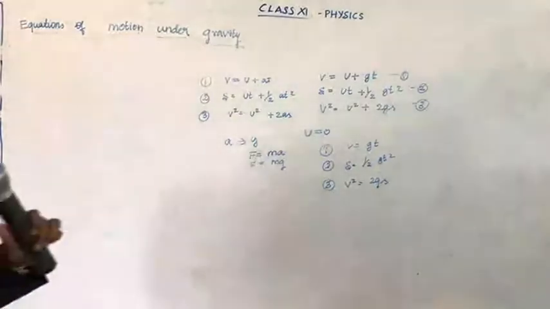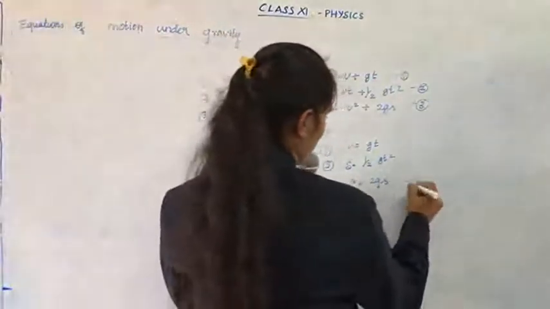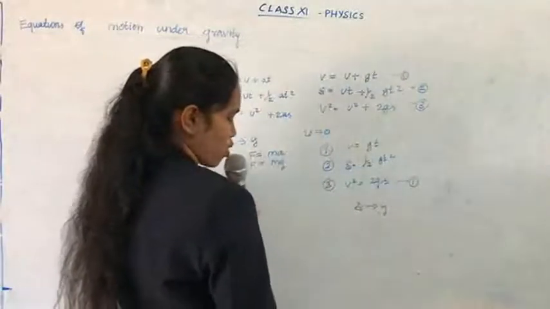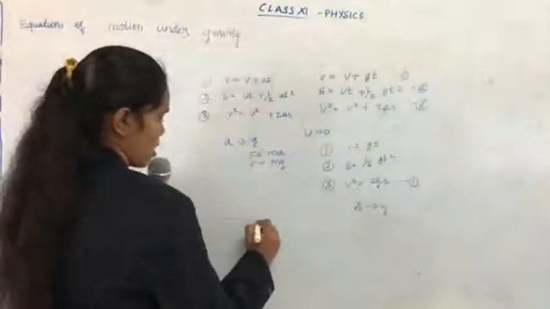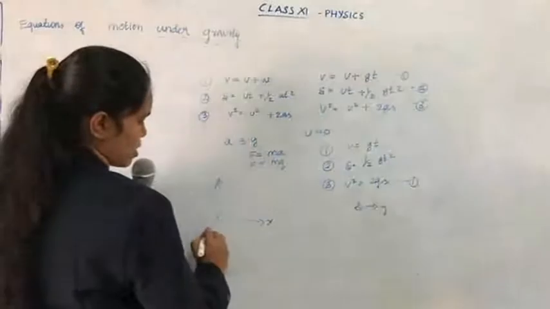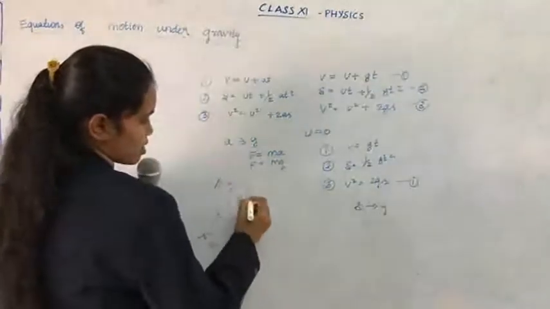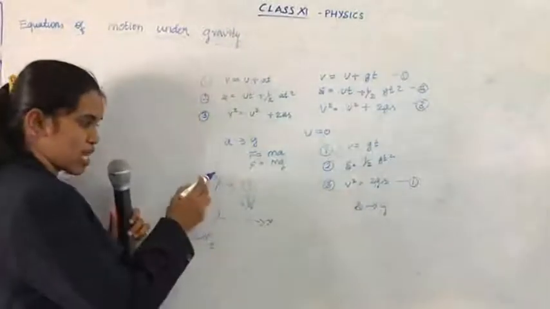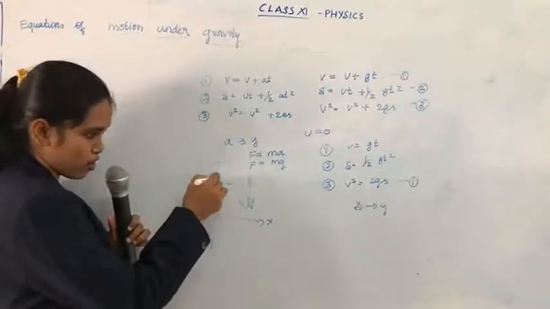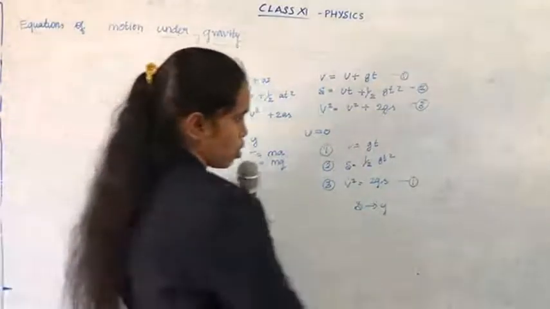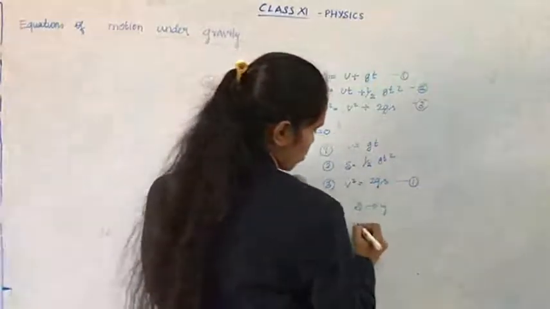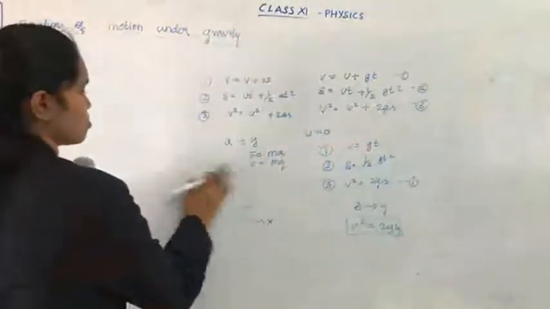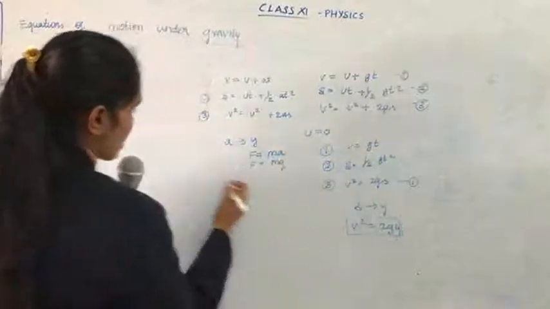Now, in the third equation, for displacement S you have to apply Y, because it comes along the Y axis. This is X, this is Y, this is Z. The body falls along the Y axis. The boy is standing here and dropping the ball from here, so it comes along the Y axis. So the displacement S is changed to Y. This equation becomes V square equal to 2GY.